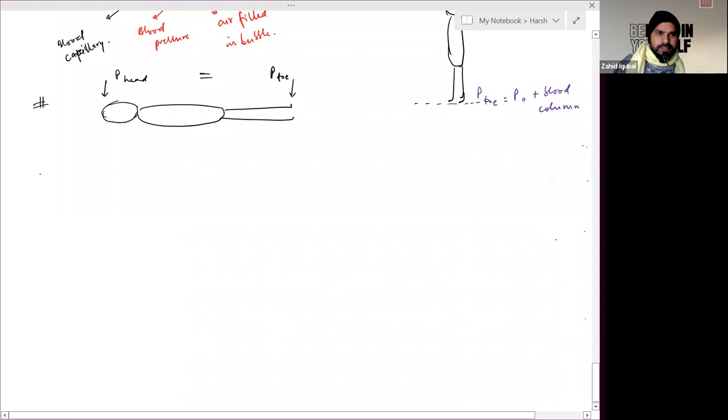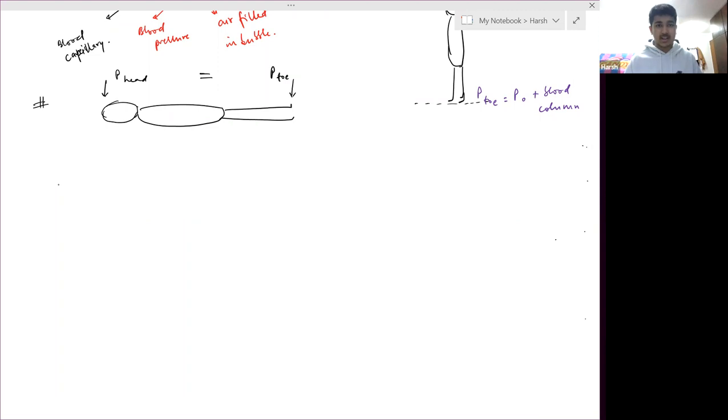Now next, there will be some condition of accelerating liquid. So they can ask, is there more pressure on this side or that side? They can ask this.